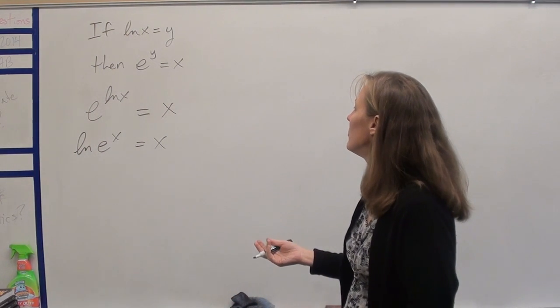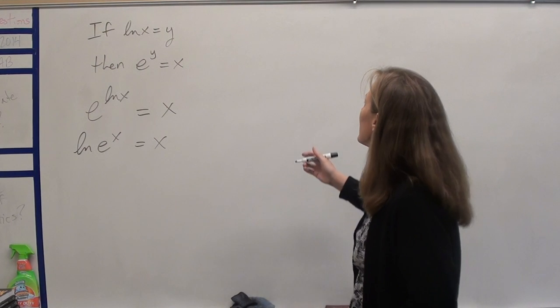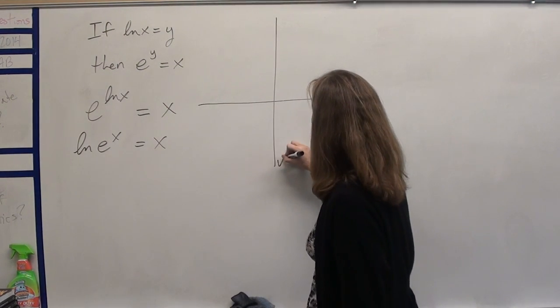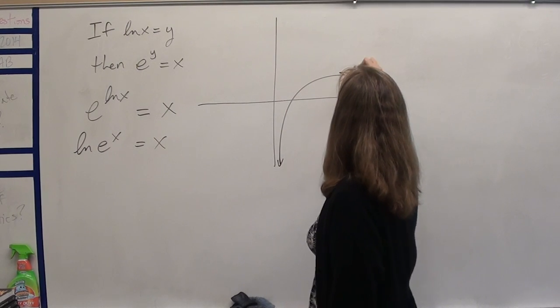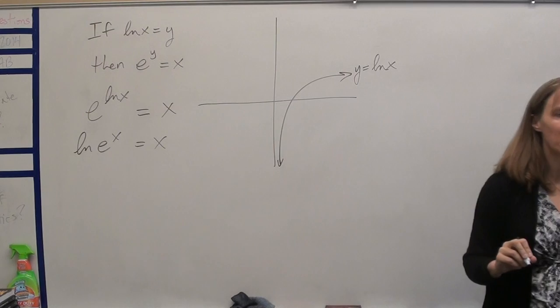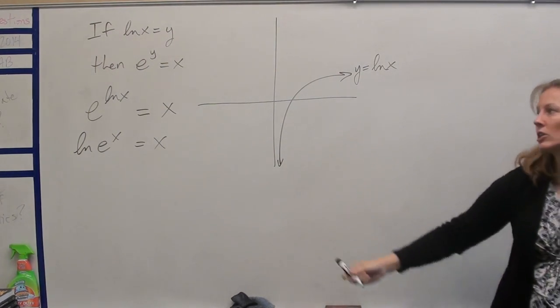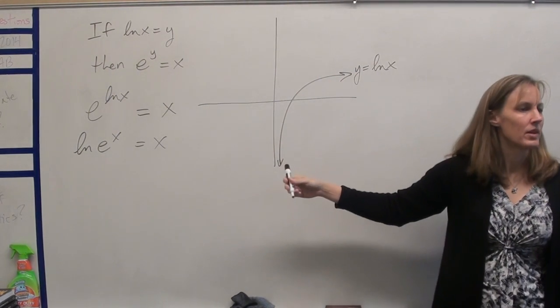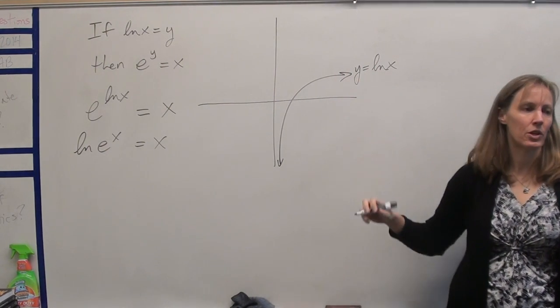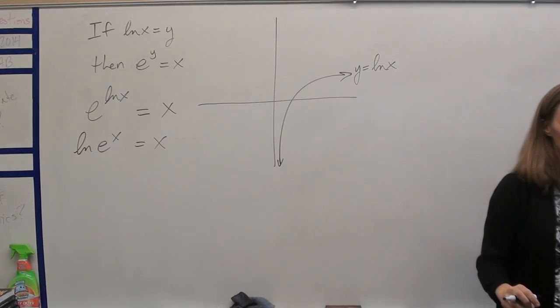Let's just go ahead and graph. If we were to graph y equals natural log x, which you're all somewhat familiar with, right? Vertical asymptote at 0. Always increasing, always concave down. It has a very slow rate of growth.